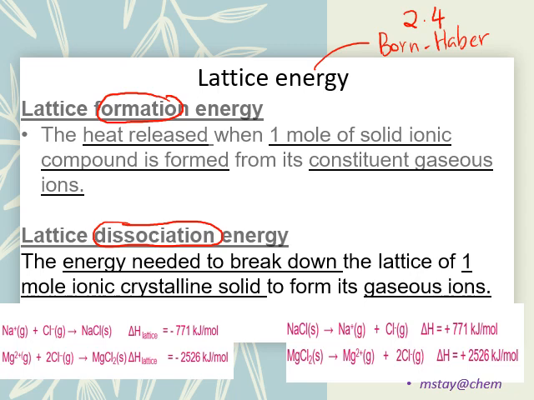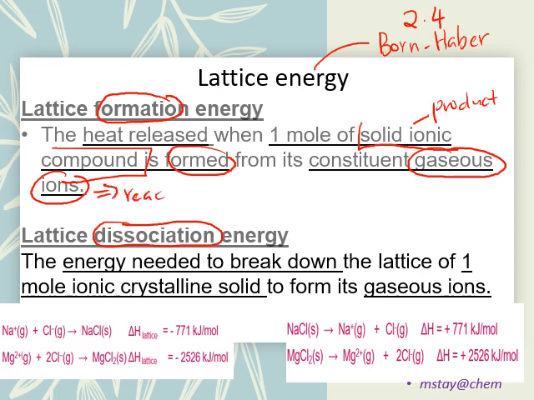The heat released when 1 mole of solid ionic compound is formed. So that means I need to know that the solid ionic compound will be the product from its constituent gaseous ions. The gaseous ions will become the reactants. What is the meaning of constituent here? It is considered by its respective ions.